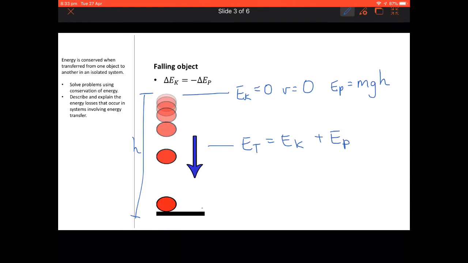At the bottom, so at the instant just before it hits the ground and stops, the kinetic energy will be equal to half mv squared, so whatever velocity it has squared, times the mass times half. However, its potential energy will now be 0 because the height will be 0 meters above the surface. So potential energy is transformed into kinetic energy.